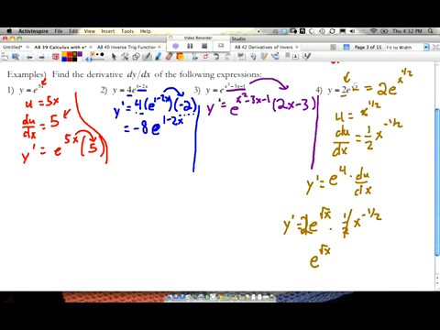It would be e to the square root of x. Now this x to the negative 1/2, that really means square root of x in the denominator. So we'd have over square root of x. And there's our derivative. y prime equals e to the square root of x over square root of x. Not too bad. Not too bad at all. Let's keep going.